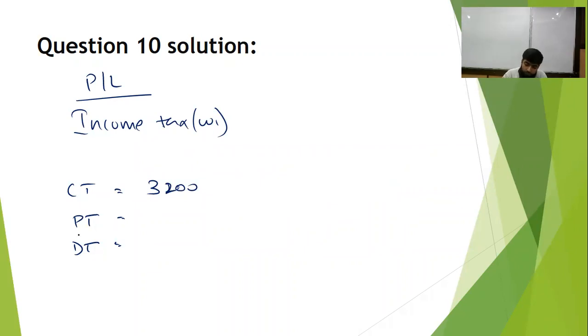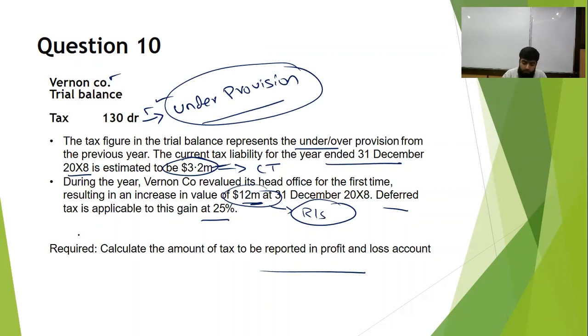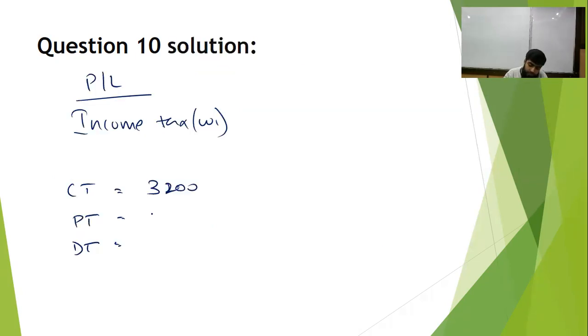And prior tax, we have already been provided with the prior tax, that is 130, and that is under provision. It means we need to increase the amount of tax by 130. If it would have been a credit balance, it means definitely we must have reduced the amount of tax, but now we'll increase the amount of tax by 130.